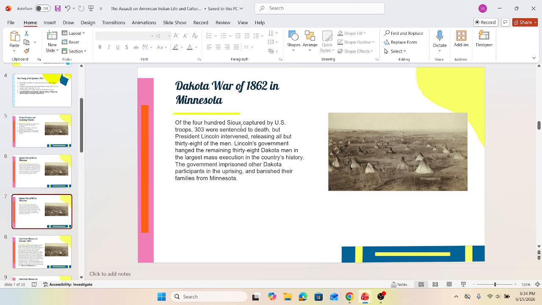Of the 400 Sioux people who were captured, 303 were sentenced to death, but President Lincoln intervened, releasing all but 38 of the men. Lincoln's government hanged the remaining 38 Dakota men in the largest mass execution in the country's history, and then the government imprisoned the other Dakota participants and banished their families from Minnesota.